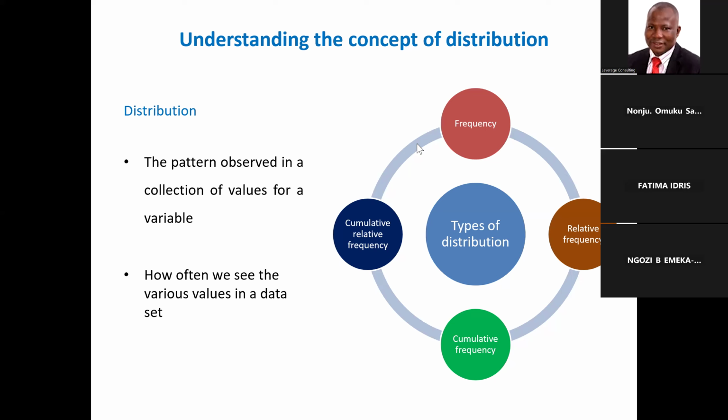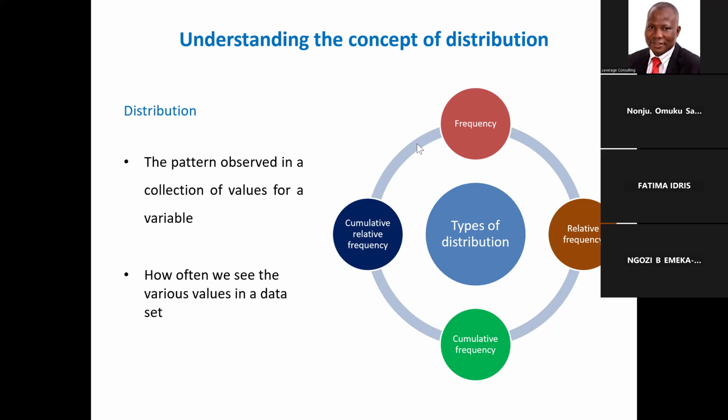If it's the skin color, some will be light, chocolate, dark. How many of them have each value? If you talk about weight, that one is even more varied because you can have many weights, but you can still see some that have the same weight. Some will be 70, 71, 72. You may have more than one that is 70, up to 10 that are 72, or whatever. The pattern of the values is the distribution. So often we see the various values in a data set.